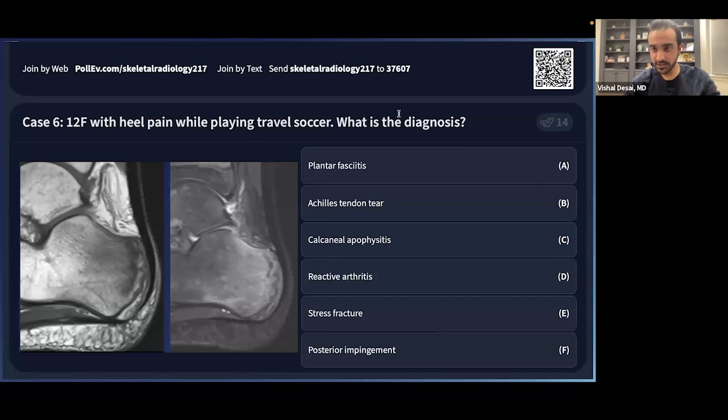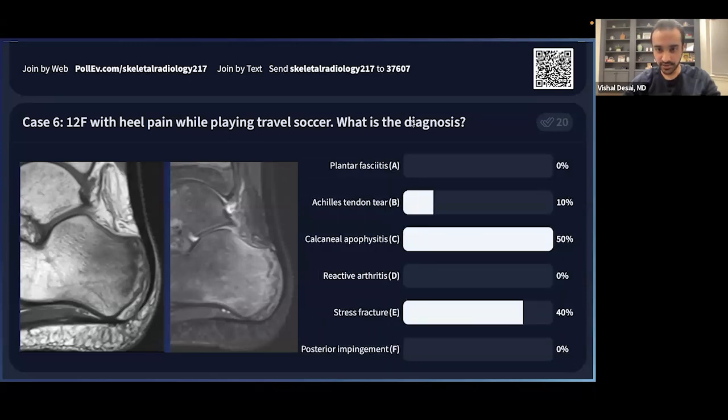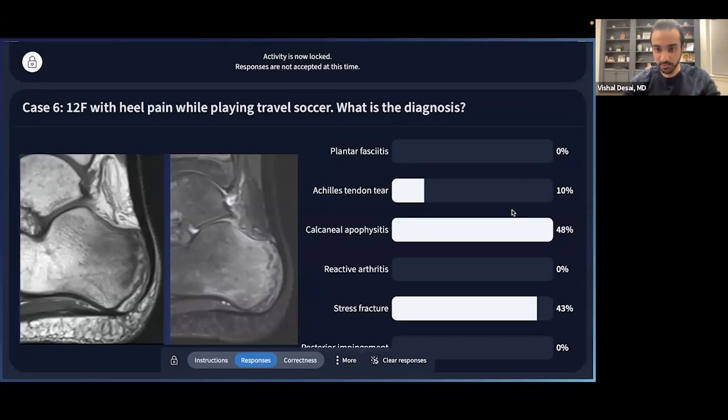Okay, another 10, 15 seconds. Okay, let's see how we did. Okay, so split between the two that I expected to be split between. The correct answer is a stress fracture. The reason for that, we have intense bone marrow edema centered at the calcaneus with a T1 hypointense fracture line. For calcaneal apophysitis, the edema is usually centered within the apophysis, possibly with a tiny bit extending into the calcaneus itself.